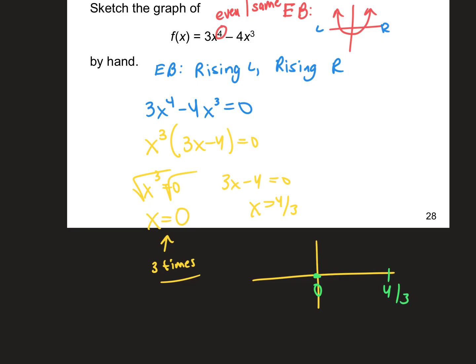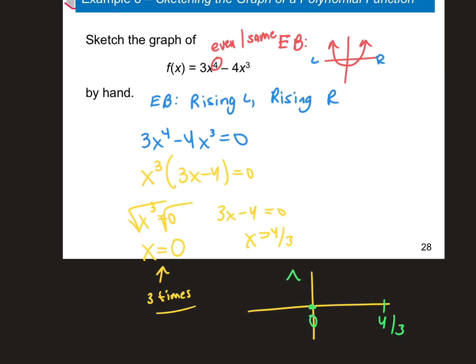What'd you guys tell me the ends of the graph look like? They're both going what direction? Up, okay. And since your multiplicity is an odd number of times, 1, 3, 5, what's it going to do at those 2 points? Is it going to touch and turn, or is it going to go through? Go through. Perfect. Now, another thing to consider, how do you know how many bumps are in the graph? N minus 1, the highest exponent minus 1. So how many bumps are going to be in your graph? 3. 4 minus 1 is 3.